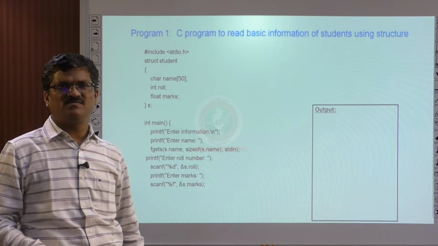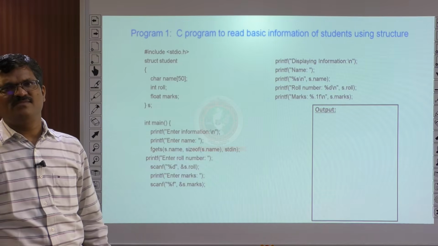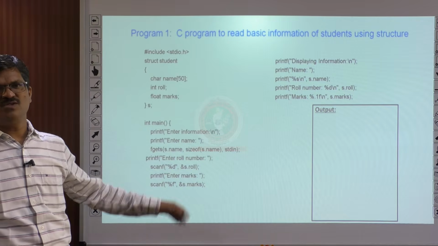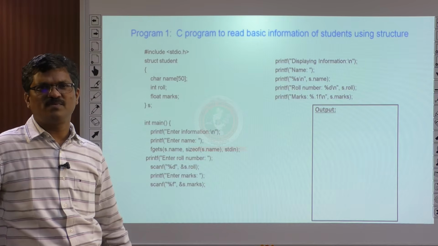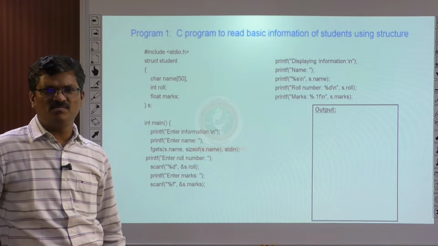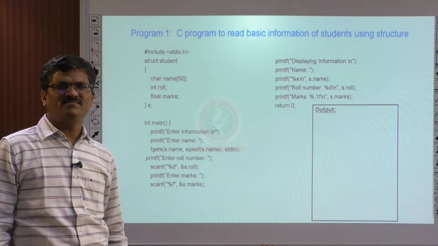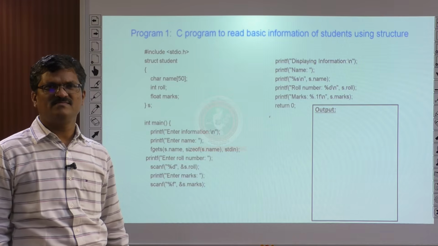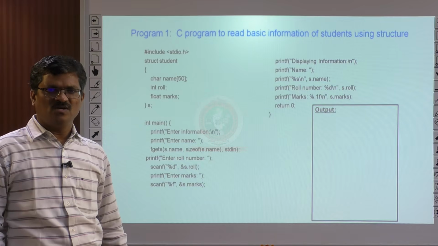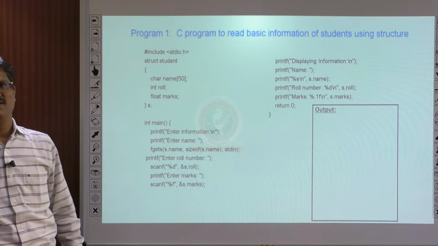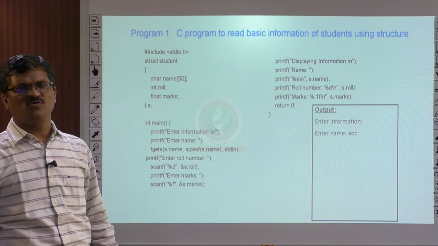And now we would like to display those values. So we can use the printf statement. All of you are very much familiar with this. So print s dot name, s dot roll number, s dot marks. And then return, come out of the program once you finish your work, right, by adding the closing bracket. So on execution of this program, we will see that this is the way how the input and output happens.